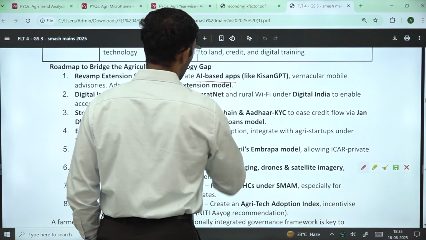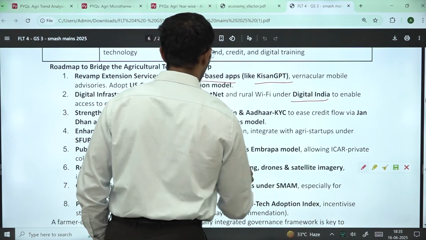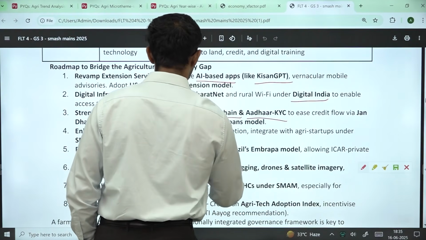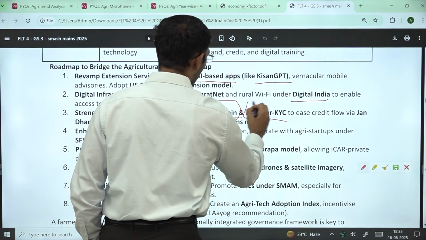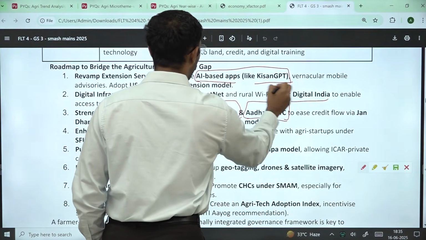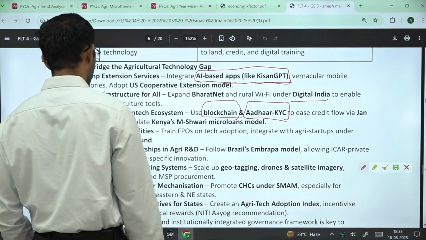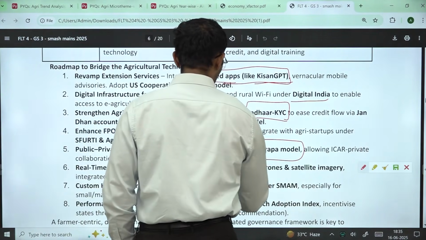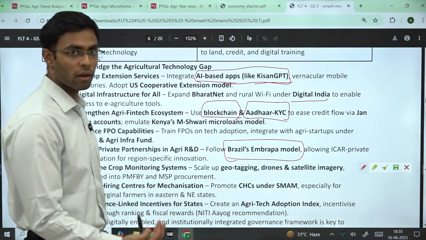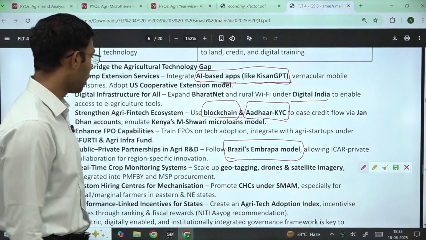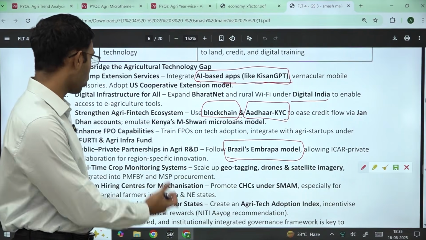So like AI-based apps, Kisan GPT, Digital India, Aadhaar eKYC, blockchain. Nicely box these points. It looks good and gives a lot of visibility to your answer, right? This is something I would really love to see in an answer. Brazil's MRAPA model. What a diverse point, right? What a very unique point. Not many people will be writing this, so this is very nice.